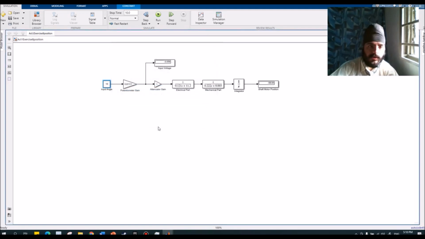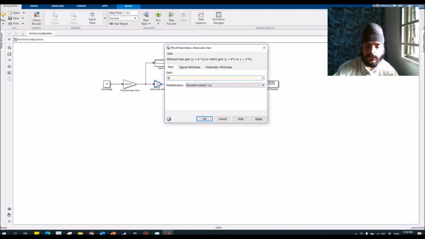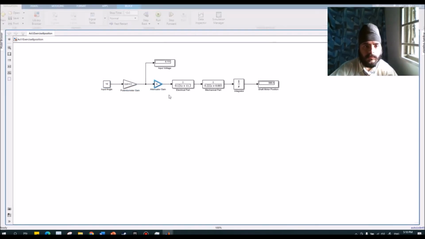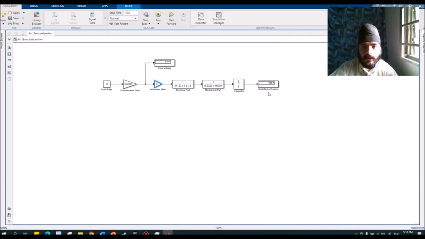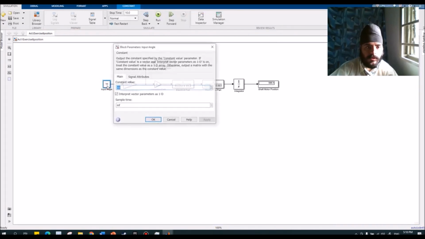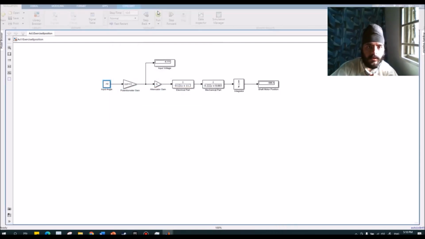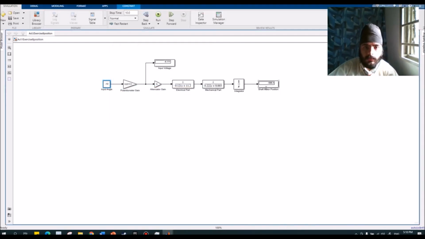Then change it to 10, and the attenuated gain was 5. On the simulation, these are the value of voltage and motor shaft position. Change the input angle to -10. This is the value for shaft motor position. And then we continue to do 360 input angle.